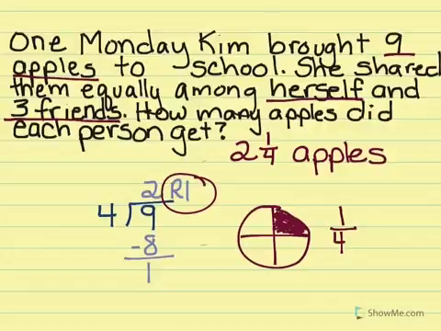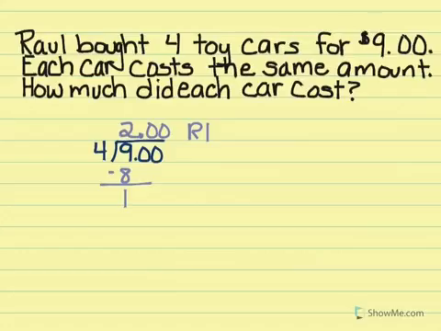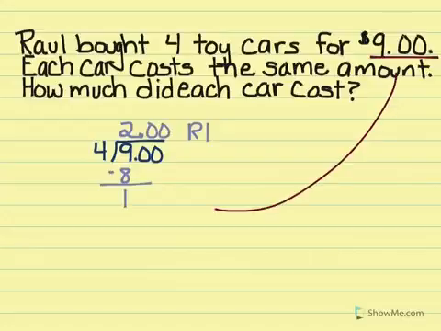Let's look at another example. Raul bought 4 toy cars for $9. Each car cost the same amount. How much did each car cost? So Raul spent $9 in all. So that is our dividend. He bought 4 cars. So we're going to divide it by 4.